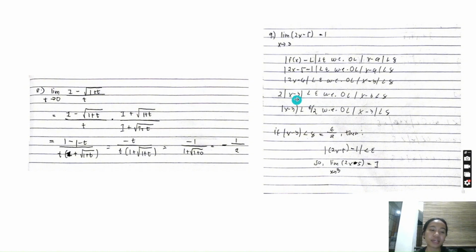And after that, we are going to relate it to the epsilon. We want 2 times the absolute value of x minus 3 less than epsilon. Divide both sides by 2. So we have delta equals epsilon over 2. And to conclude, this means whenever the absolute value of x minus 3 is less than delta, then the absolute value of f of x minus 1 will be less than epsilon. Therefore, the limit is proven.